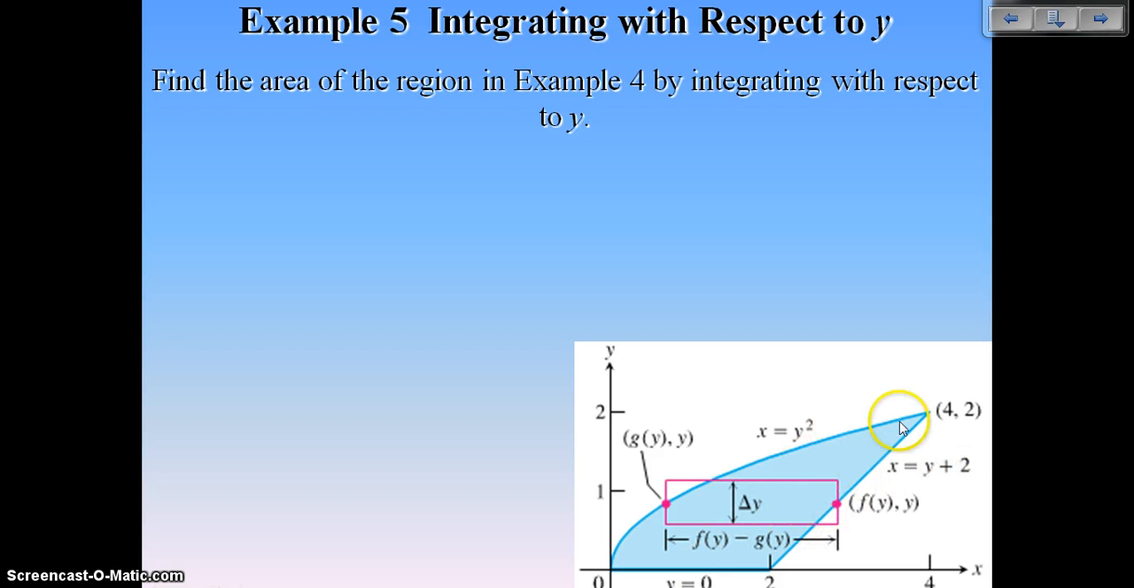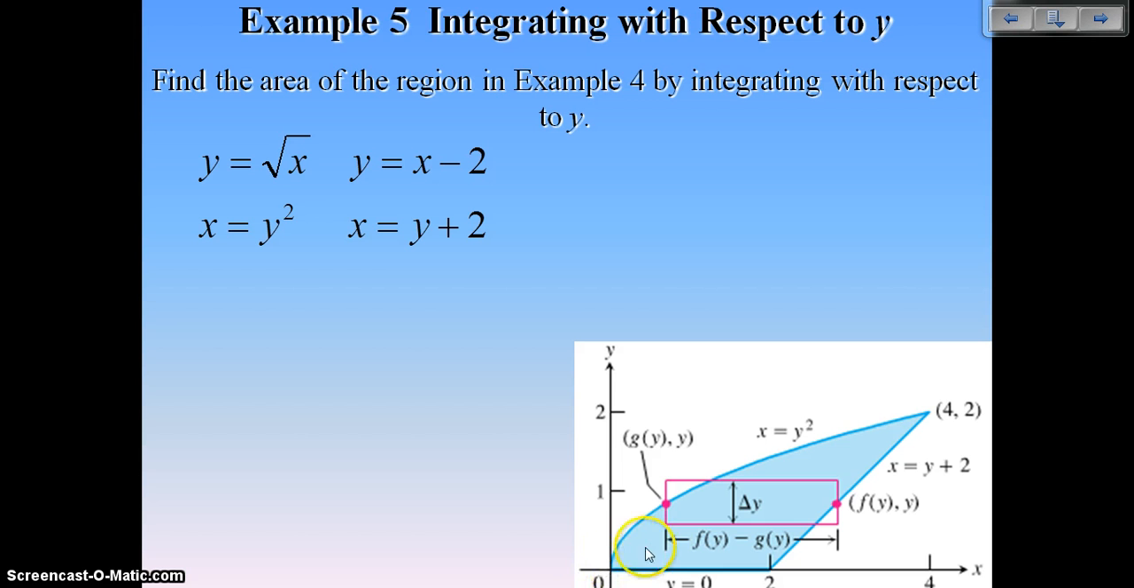But again, since I'm going to integrate with respect to y, I need to take each of those functions and solve for x in terms of y. So if we take this, we square both sides, y equals radical x becomes x equals y squared. Y equals x minus 2 here, if you move some stuff over, becomes x equals y plus 2.